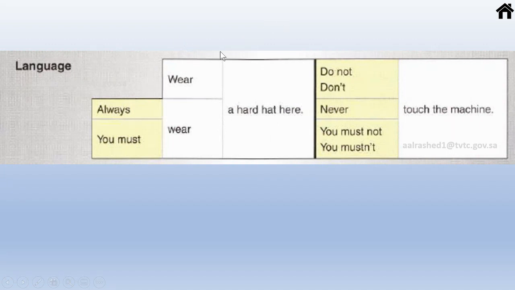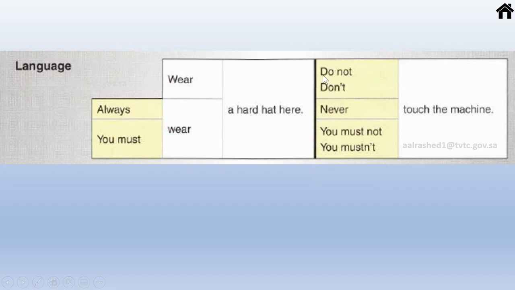The opposite, if you want to tell someone to not do something, the opposite. You would use at the beginning, do not, or the abbreviation, don't. Do not basically means don't. Never is the opposite of always. Always 100%, never 0% of the time. You must, the opposite of must is you must not, and its abbreviation is you mustn't. You mustn't touch the machine.